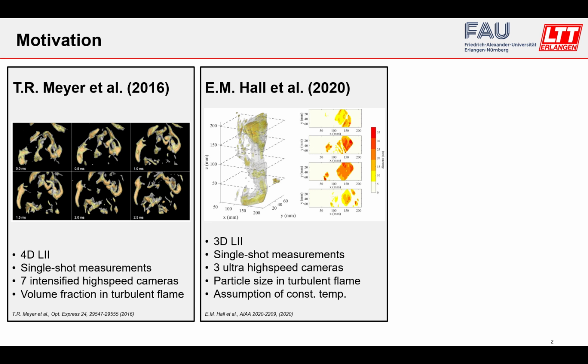The second one is from Ellis Hall from 2020. They measured the particle size in a turbulent flame and used the assumption of a constant temperature over the whole flame. This was then a 3D LII measurement and also a single shot measurement with 3 ultra high-speed cameras.